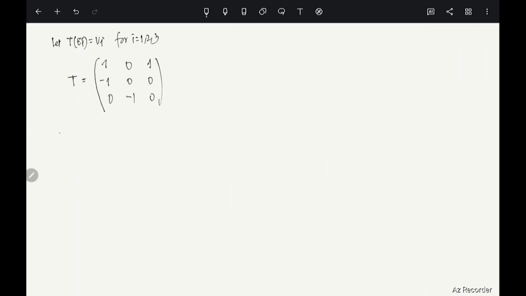Therefore, what is T inverse A T? If you calculate it, T inverse A T acting at e1 will be 2 0 0, acting at e2 it is 1 2 0, and acting at e3 it is 0 1 2. So this is T inverse A T.